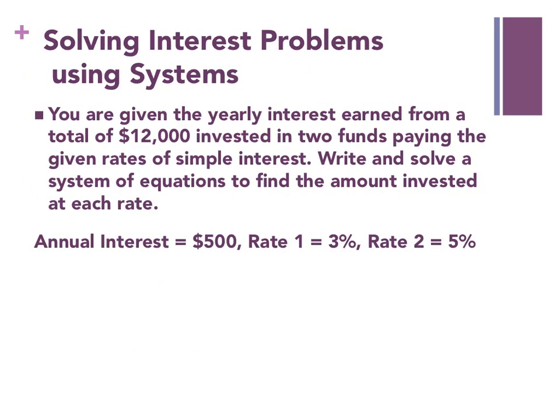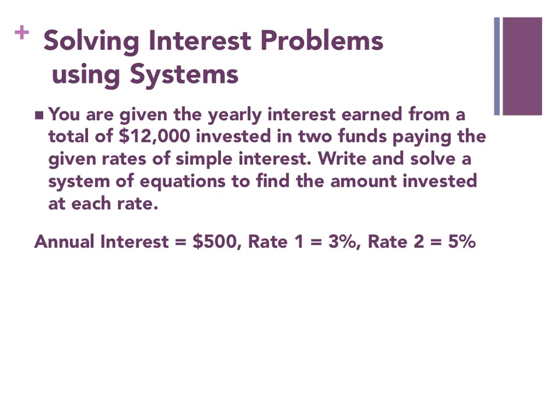Okay, now you've got a couple kinds of word problems. Interest problems are the first ones. It says you're given the yearly interest earned from a total of $12,000 invested in 2 funds paying the given rate of simple interest. Simple interest just means if you're earning 5%, you take the total amount of money and multiply it by 5%. You're not worried about compounding it, like if you remember PERT and all that stuff. You're not worried about continuously compounding monthly. It's just simple interest. Total amount times the rate. And then write and solve a system of equations to find the amount invested in each rate.